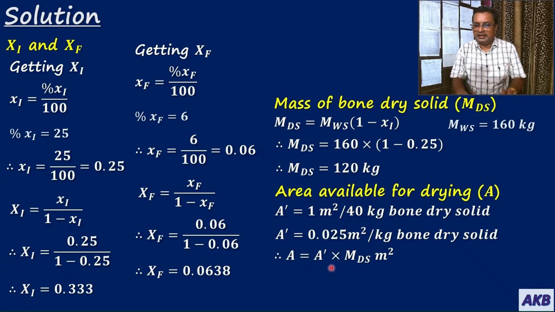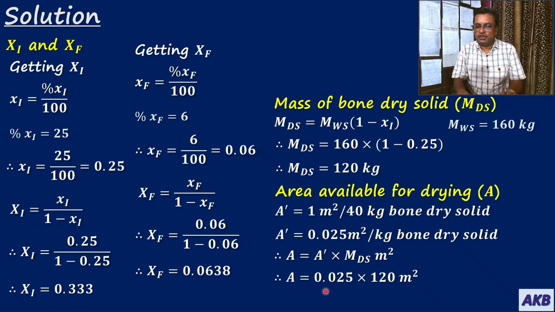And then when you multiply with kg bone dry solid, then you'll be getting A, total area. So therefore, A is A dash into MDS, which will be obtained in meters square. So therefore, A will be equal to 0.025 into 120 meters square. That gives us A as 3 meters square. So in this way, we get area that is available for drying.